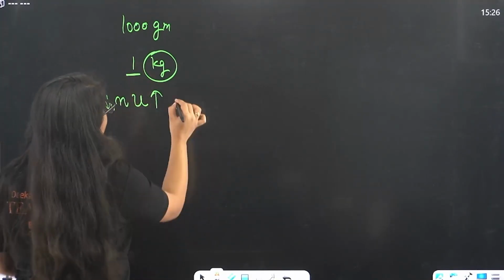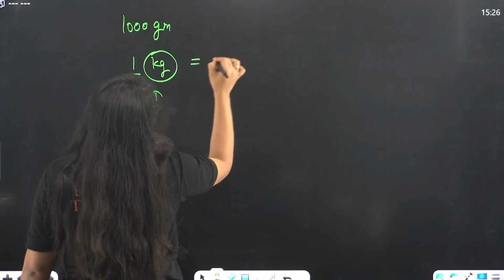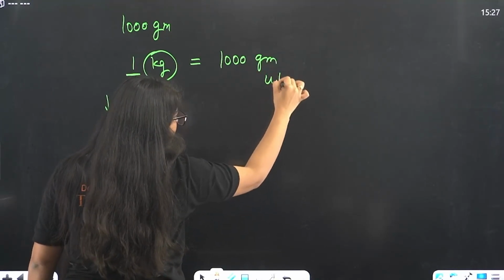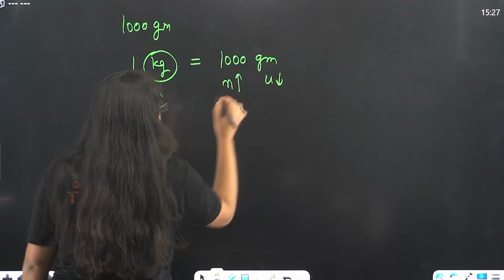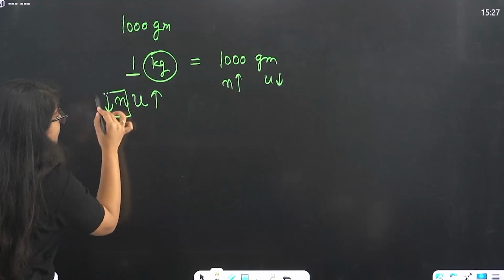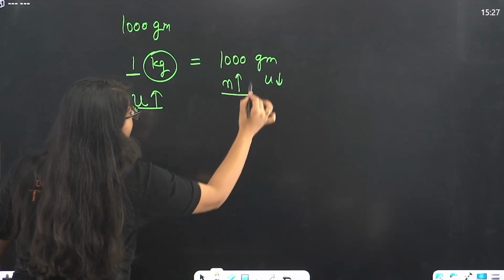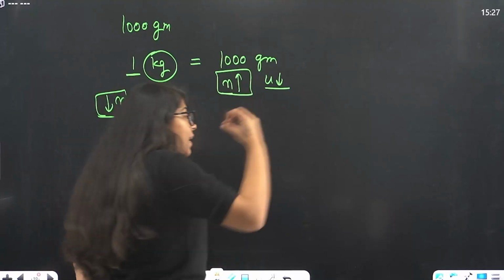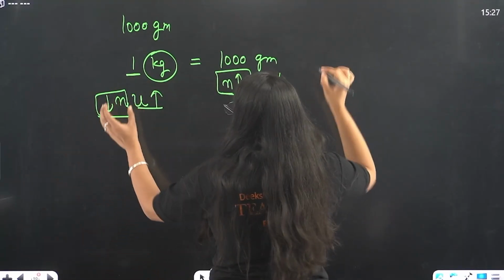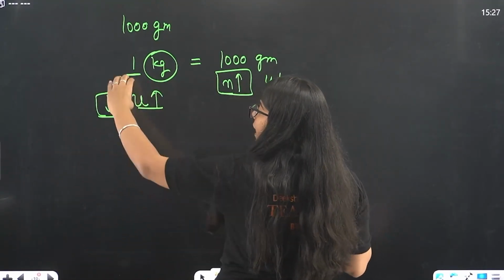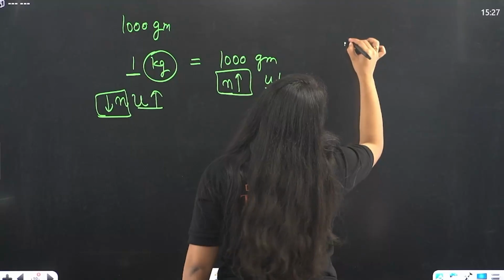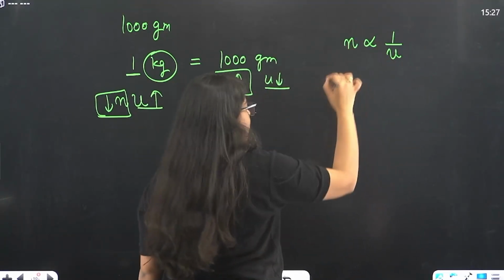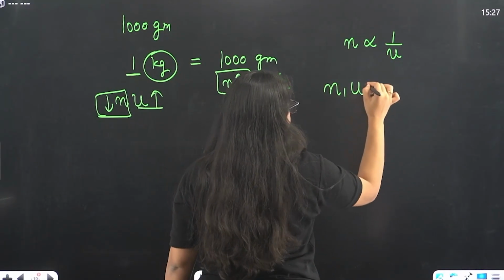This 1 kg is equal to 1000 grams. Now here the unit is smaller, but the number is big. So can you see the difference? Number is smaller, unit is big. Number is big, unit is smaller. That means we get a formula from here that these are inversely proportional, right? Number smaller, unit big.